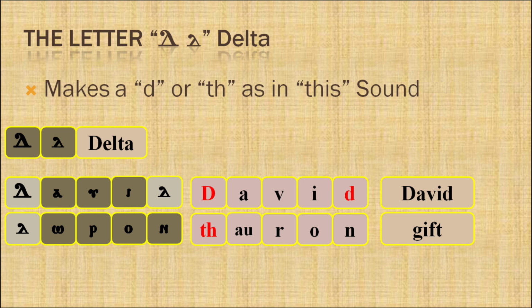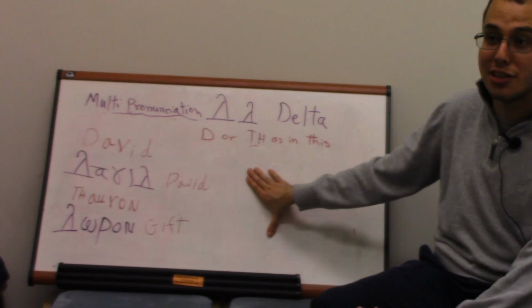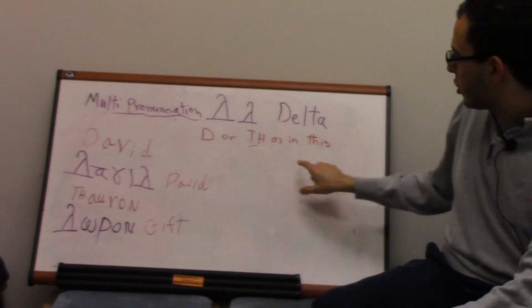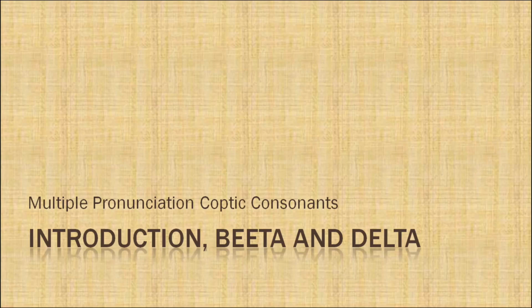And David is David. But anyway, delta is like the easiest multi-pronunciation letter to ever learn. Proper noun, blindly put a D. Not a proper noun, blindly put TH as in this. Done. Boom. There is no exception, no nothing. So with that, I am done. Thank you so much for watching and see you next time.